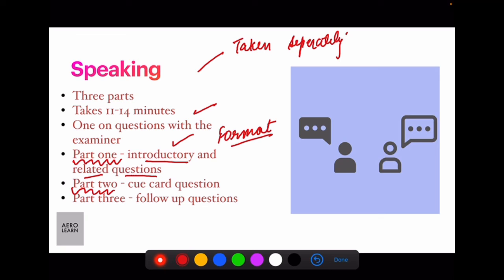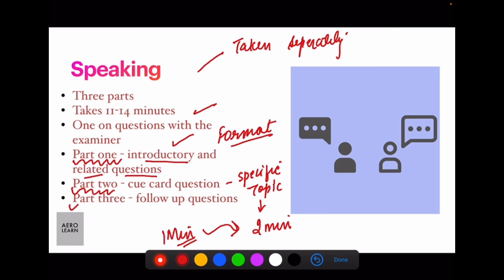Then we have part 2. It is a cue card question where you get a specific topic on which you have to speak for 2 minutes. Don't worry, you get 1 minute beforehand to prepare as well. And then you have to speak on this topic for 2 minutes.